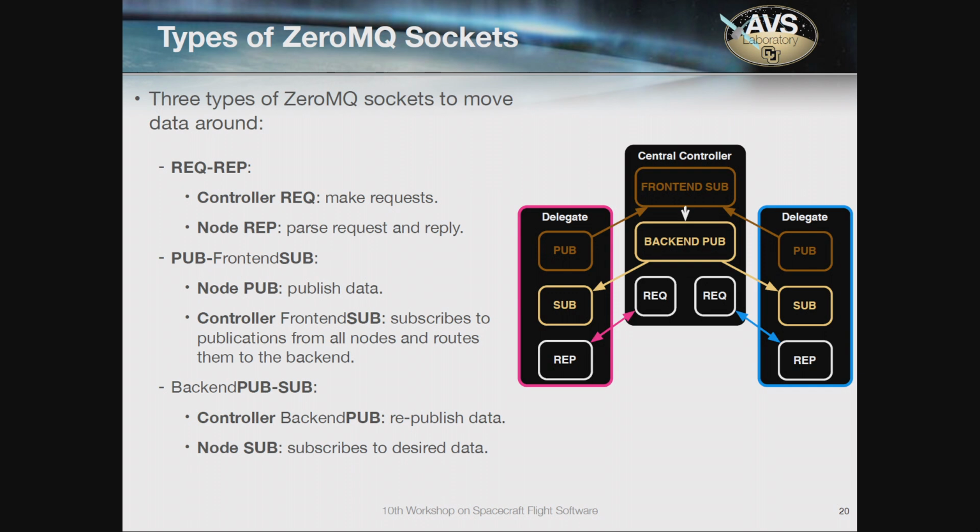Then we use twice the publish-subscribe socket relation. Each of the nodes has a PUB socket to publish the node's internal data, and the controller has a front end with a SUB socket that subscribes to the messages from all the nodes. These received publications are then routed to the backend, which is also inside the controller, and the backend republishes these messages back to the nodes. Each node has a SUB socket that subscribes only to the messages the node cares about, and of course it receives those messages from the backend republishing.